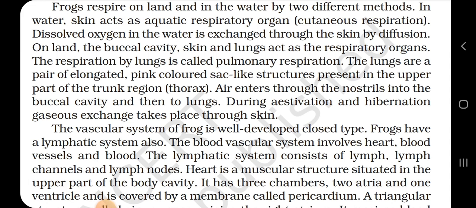The vascular system of the frog is well developed, closed type. Frogs have the lymphatic system also. The blood vascular system involves heart, blood vessels and blood. The lymphatic system consists of lymph channels and lymph nodes. The heart is a muscular structure situated in the upper part of the body cavity. It has three chambers, two atria and one ventricle, and is covered by a membrane called the pericardium.